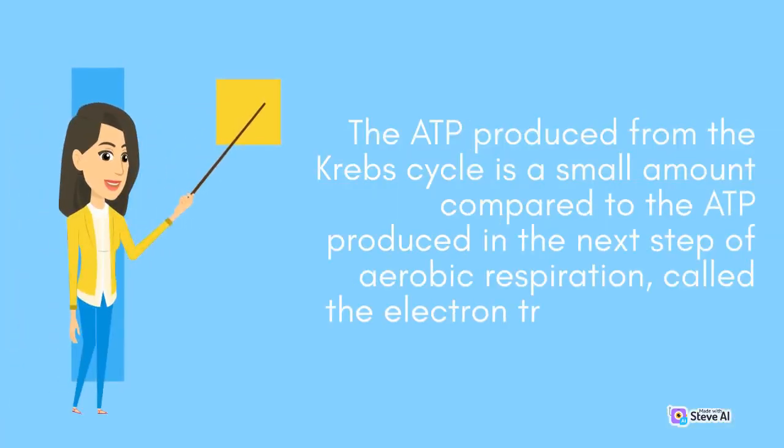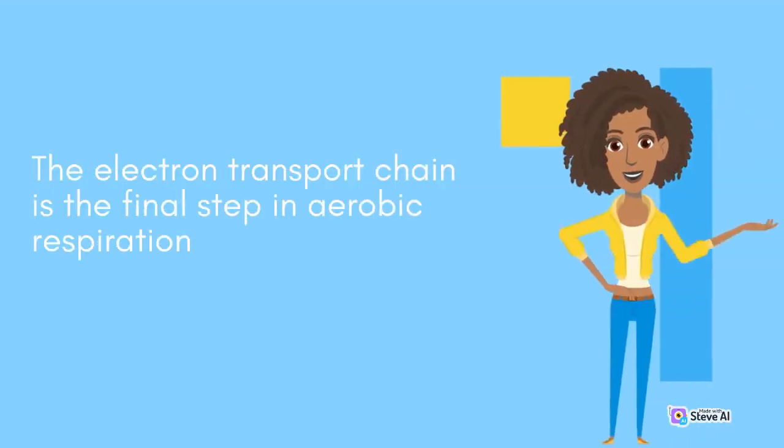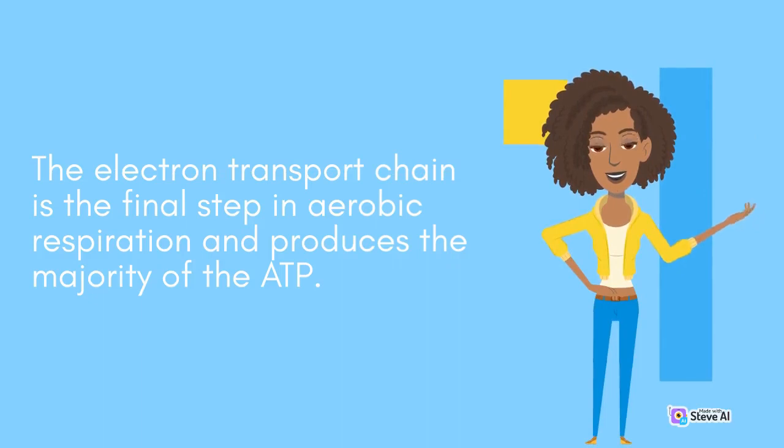The ATP produced from the Krebs cycle is a small amount compared to the ATP produced in the next step of aerobic respiration, called the electron transport chain. The electron transport chain is the final step in aerobic respiration and produces the majority of the ATP.